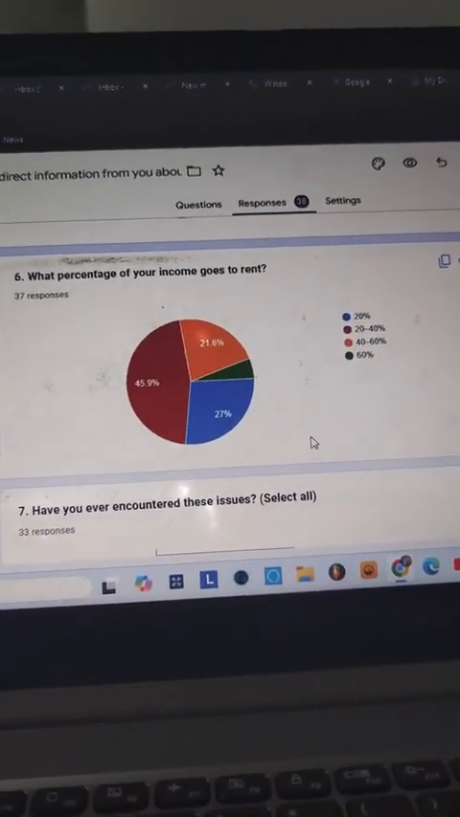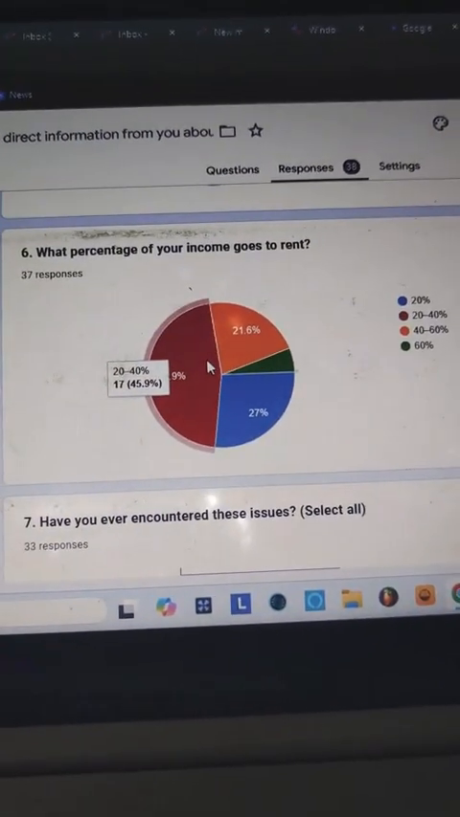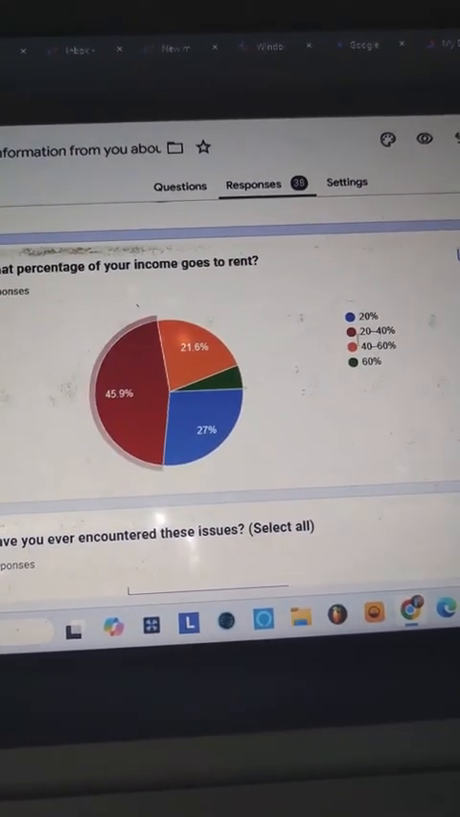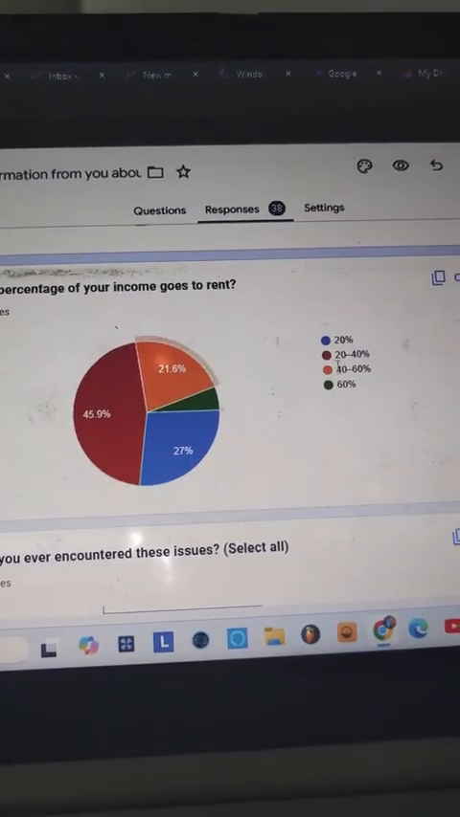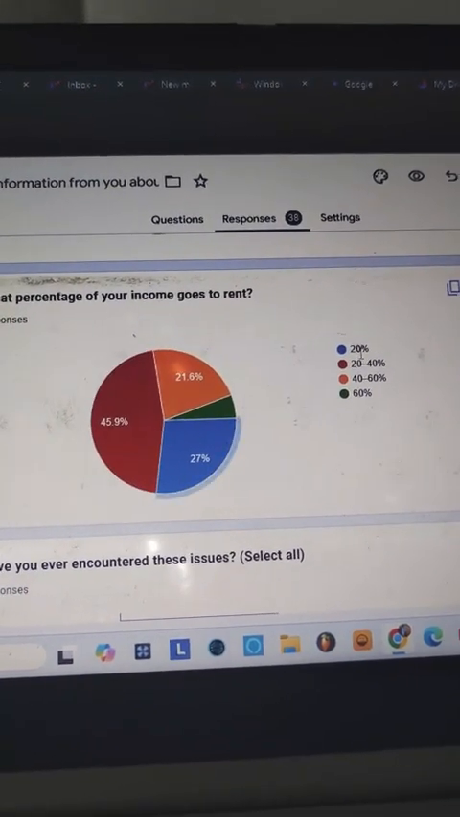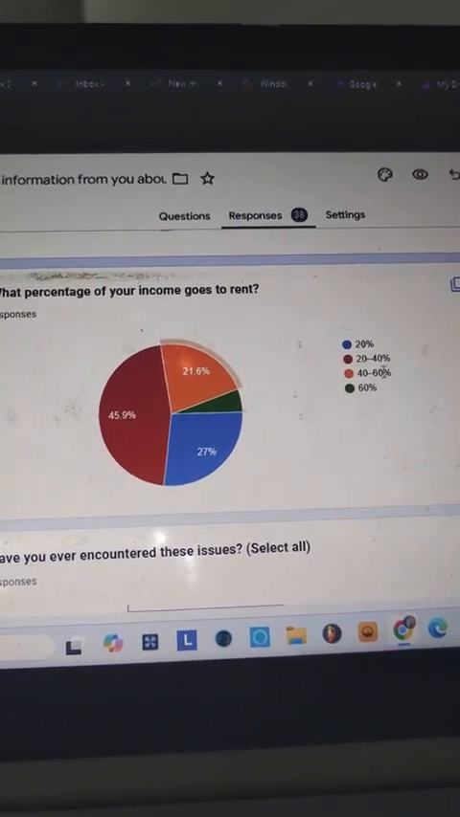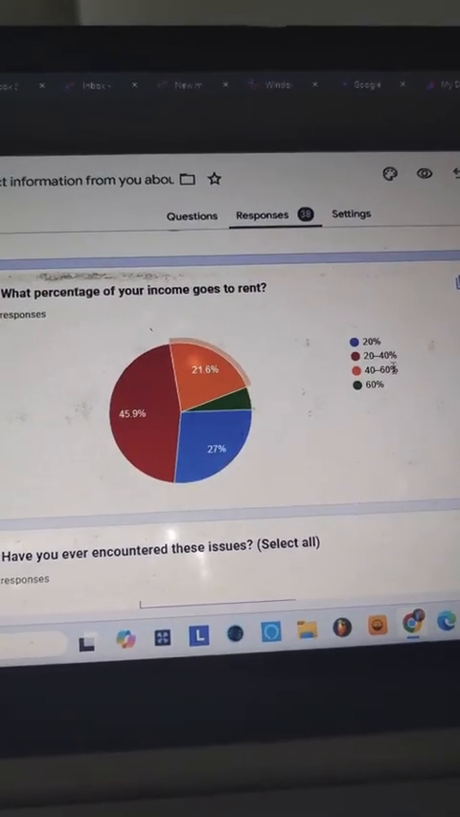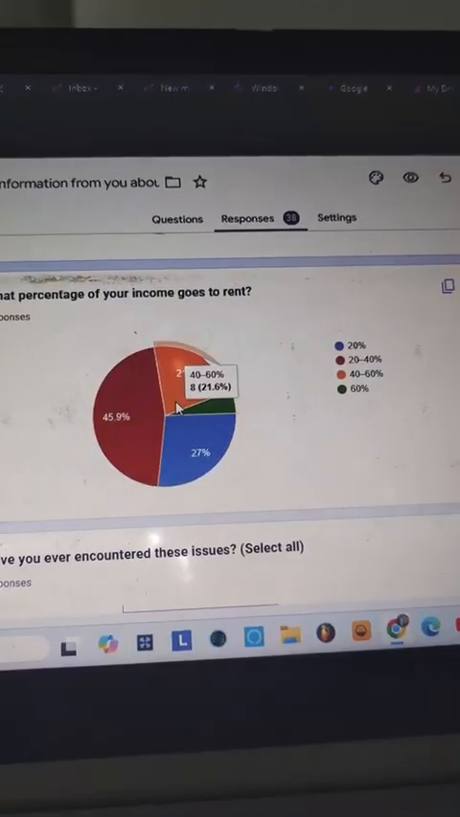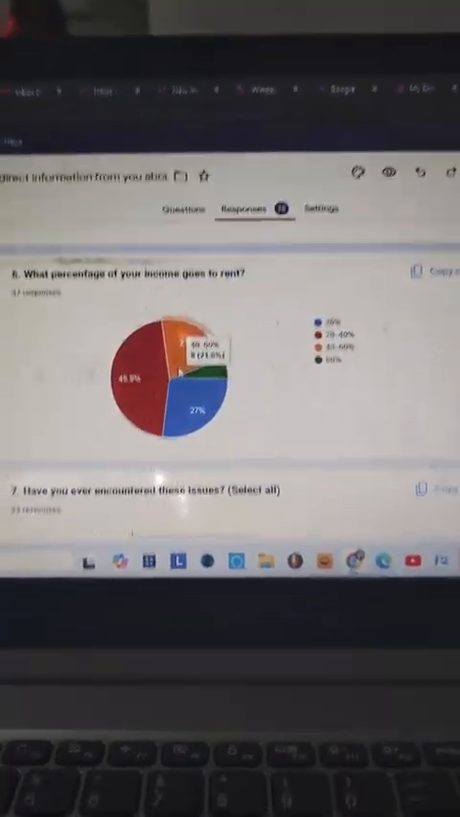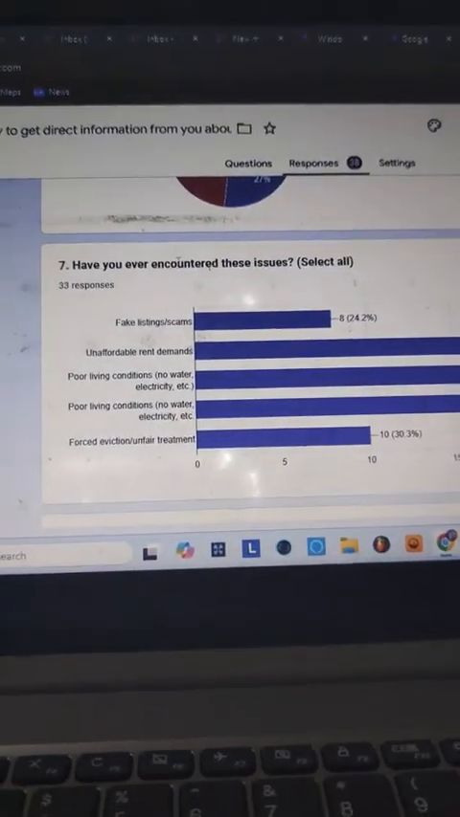What percentage of your income goes into rent? Check. So this one, 45% of the persons, the ones in red, say 20 to 40% of their income goes into rent. Now, if you check 20% of someone's income, about 27%. Now check 40 to 60% of someone's income annually, about 21% of the people say that 40 to 60% of their income goes into rent. Can you imagine? So you now just look at what's happening.